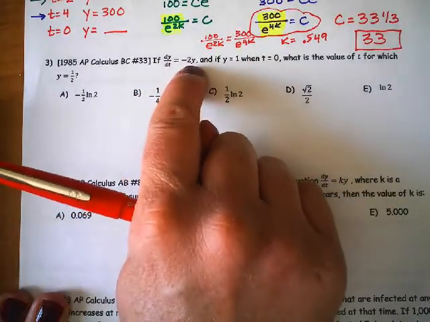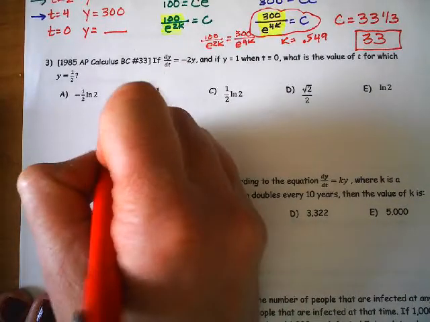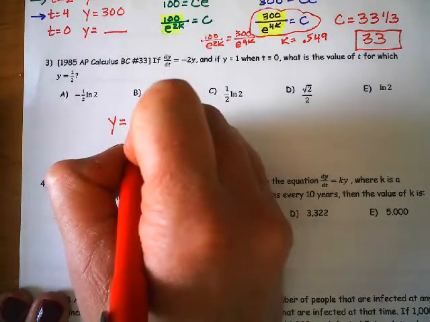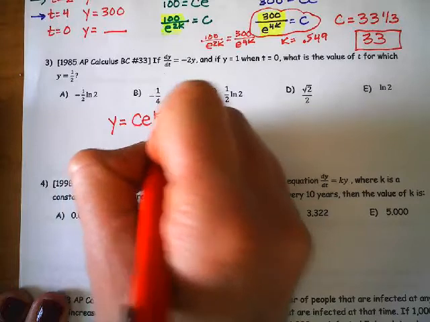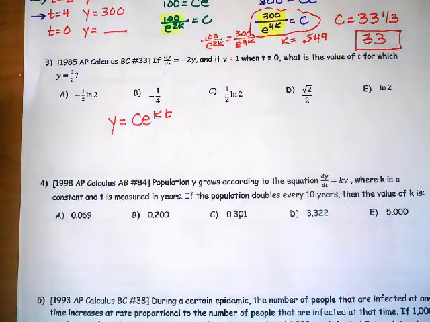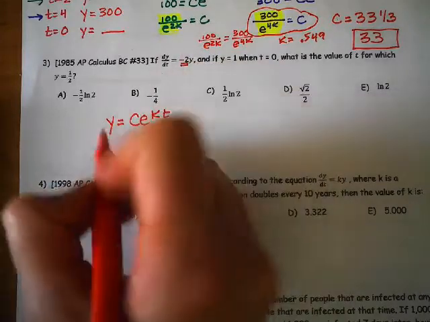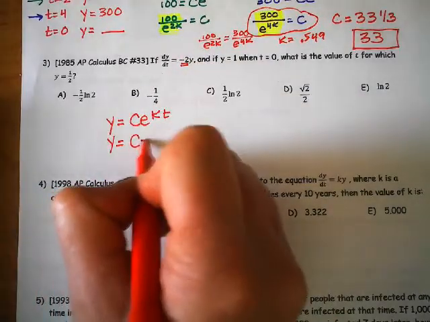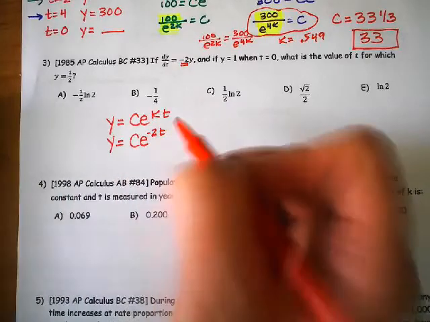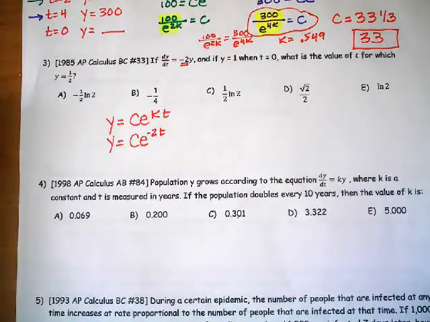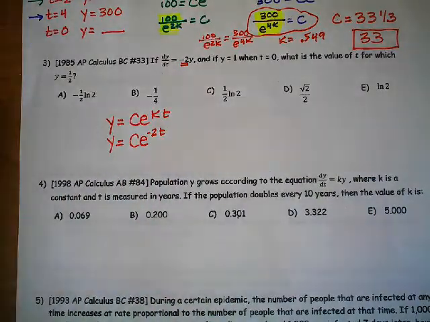dy/dt equals ky. So immediately I can do this, CE to the kt, except for in this problem, I know what k is. My k is this thing. So I can say CE to the negative 2t. So I can jump right there without having to separate and integrate. I can go right there.